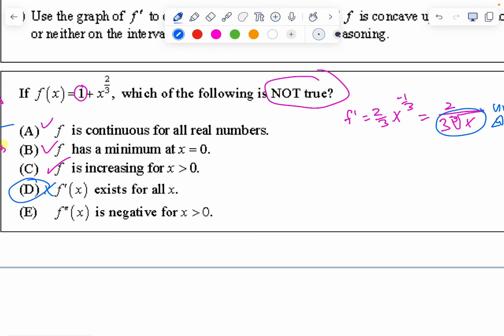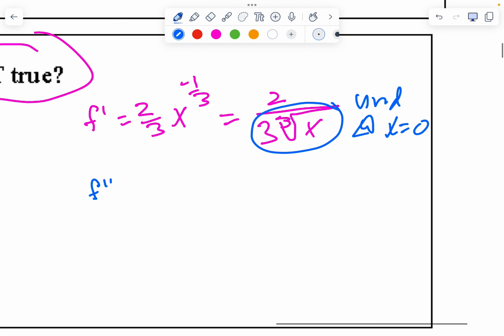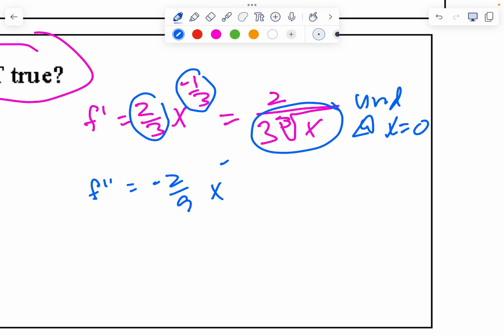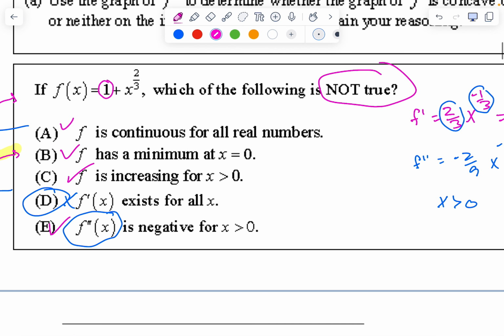Okay, on this one, we're looking at not the single prime, but what? Double prime. So let's differentiate this one more time. So f double prime: when I multiply the power and the coefficient, it's negative 2 over 9, x to the negative 4/3. And if I simplify this further, it's going to give me negative 2 all over 9 cube root of x to the power 4. And we are testing all the values of x greater than 0. So no matter what number I plug in, the denominator is going to be positive. So negative divided by any positive is what? Negative. Is that statement true? No. It is negative. That's true. So we know the answer has to be D.